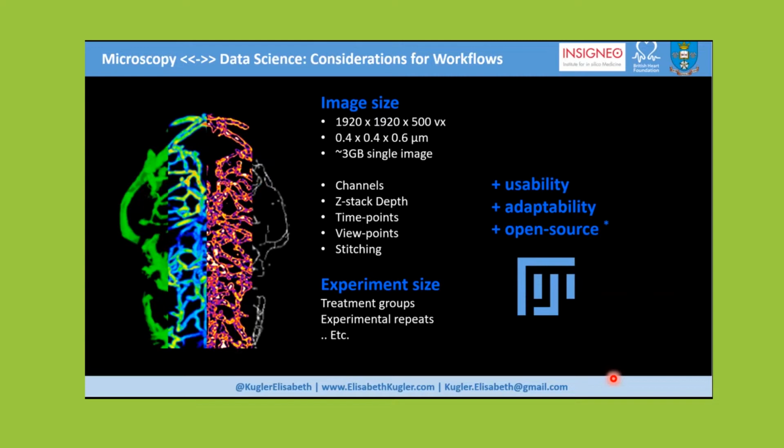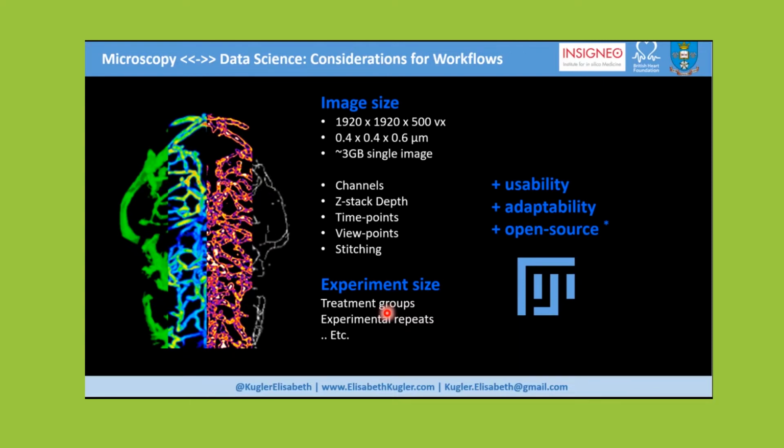And here again, you need to consider various different things, such as your image size. This is where your field of view and your region of interest, as well as resolution, come in. You need to think about additional dimensions that will add to your data load in terms of channels or time points. And obviously experimental size, such as treatment groups and experimental repeats, is very important because it can very quickly add up to hundreds of images. You need to think about all of this at the very start before you even do anything.